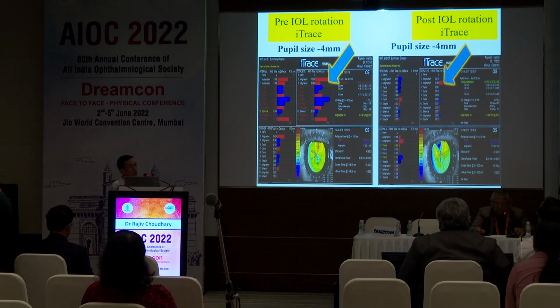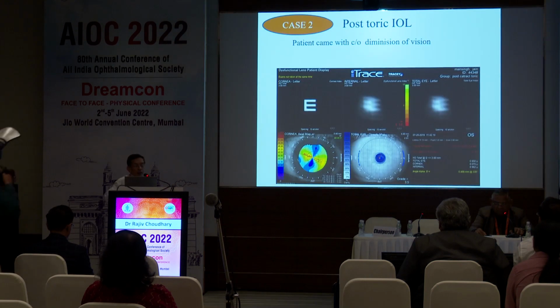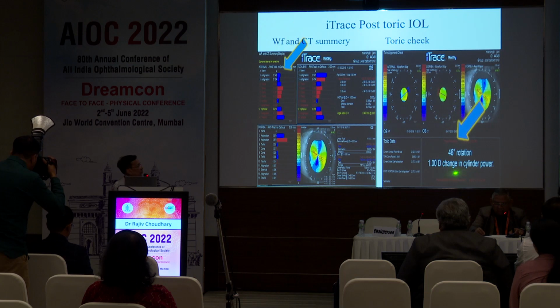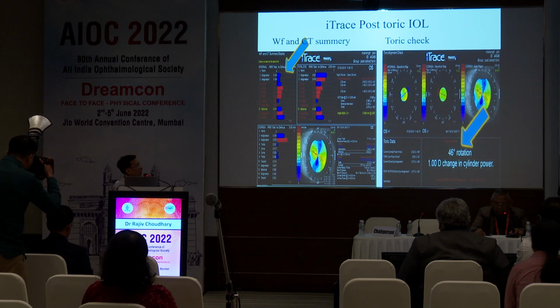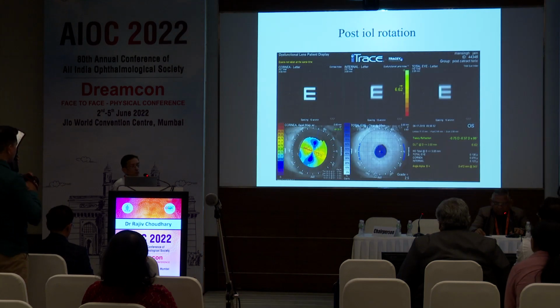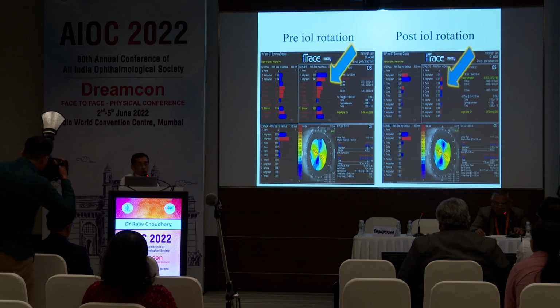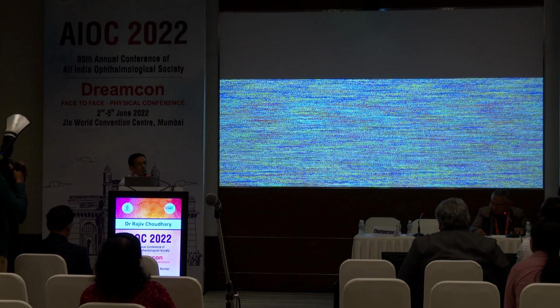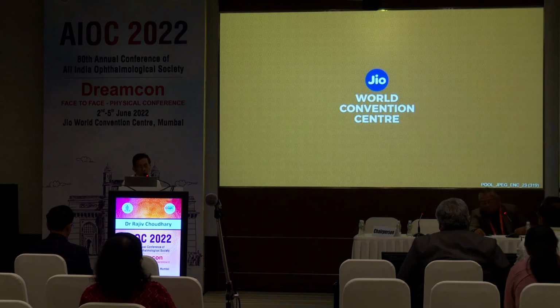So this proves that, with toric IOLs as well, you can select the quality of vision. It tells you how much rotation is required, and what the quality of vision will be later on. So in short, this is about eye trace. It can help in the selection of lenses and in assessing unsatisfied patients.